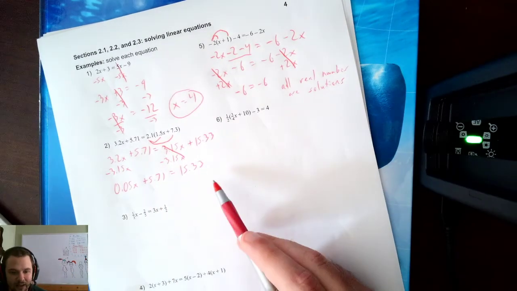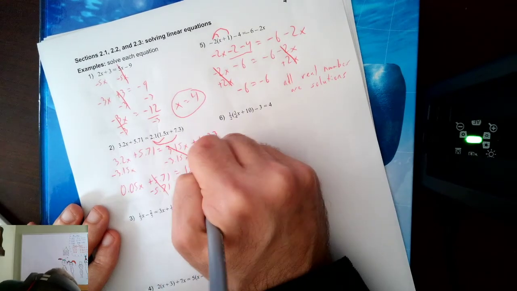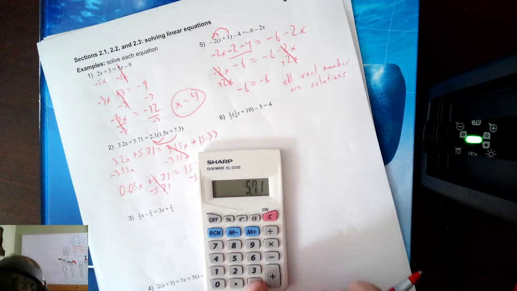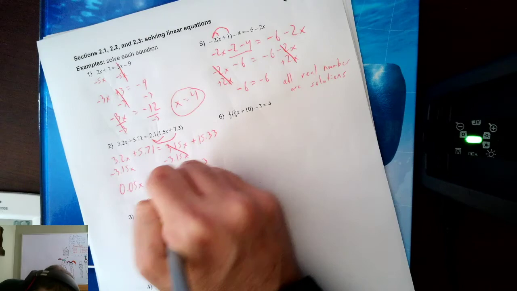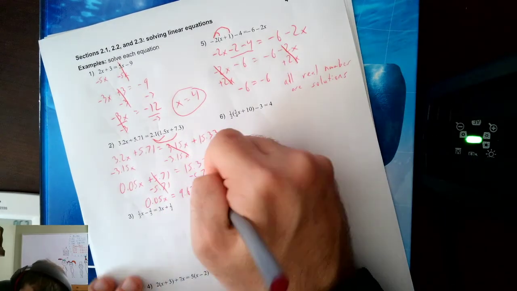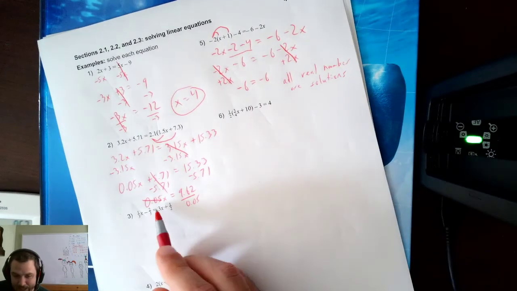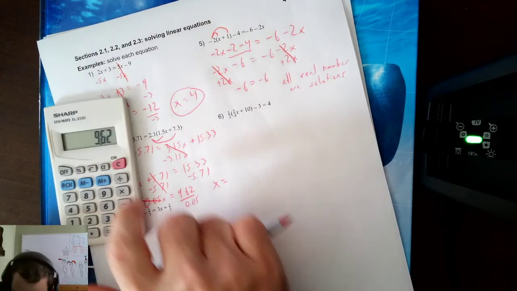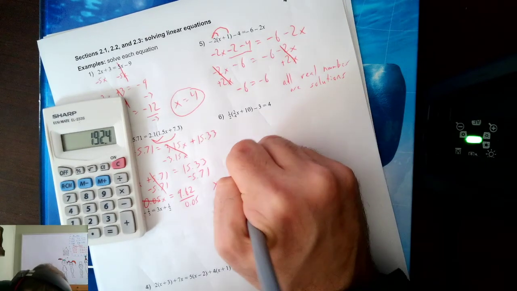15.33 on the right. Let's see, subtract 5.71, subtract 5.71. Let's see, 15.33 minus 5.71 is 9.62. So I get 0.05x equals 9.62. Let's see, I got to divide both sides by 0.05, right? I ran out of room here, so I'm not going to write it there. And I get x equals, let's see, got to divide this by 0.05. Gives me 192.4.